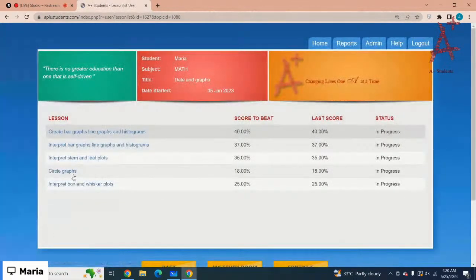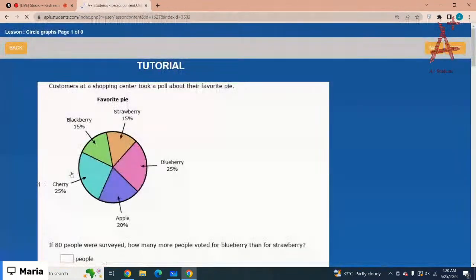Okay, the next lesson is circle graphs. So let's see how we work with circle graphs. Customers at a shopping center took a poll about their favorite pie. Okay, so here is the poll.